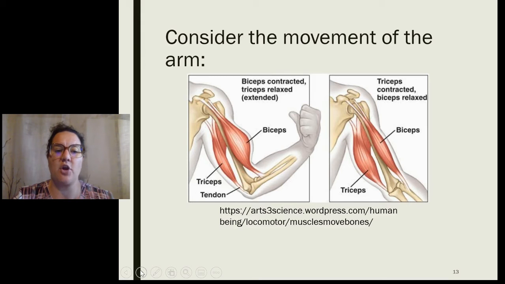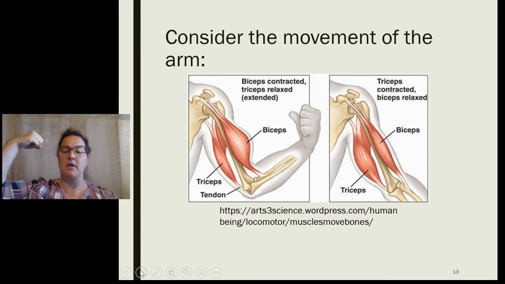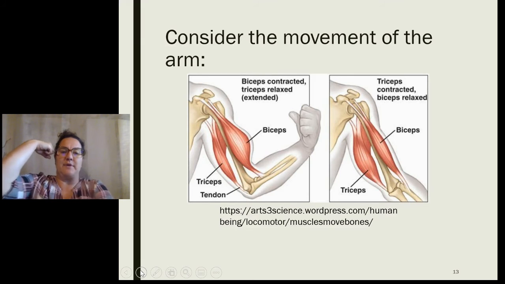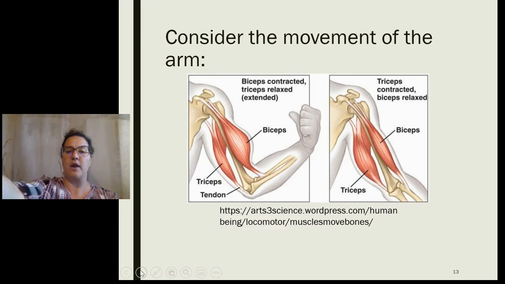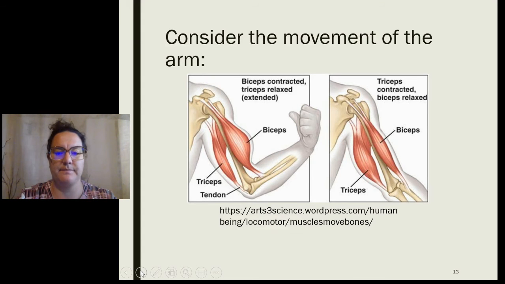Considering the movement of the arm, when our biceps are contracted, our triceps are relaxed and extended. When our triceps contract, our biceps are relaxed and extended. So we extend our arm by contracting our triceps, not through relaxing our biceps.